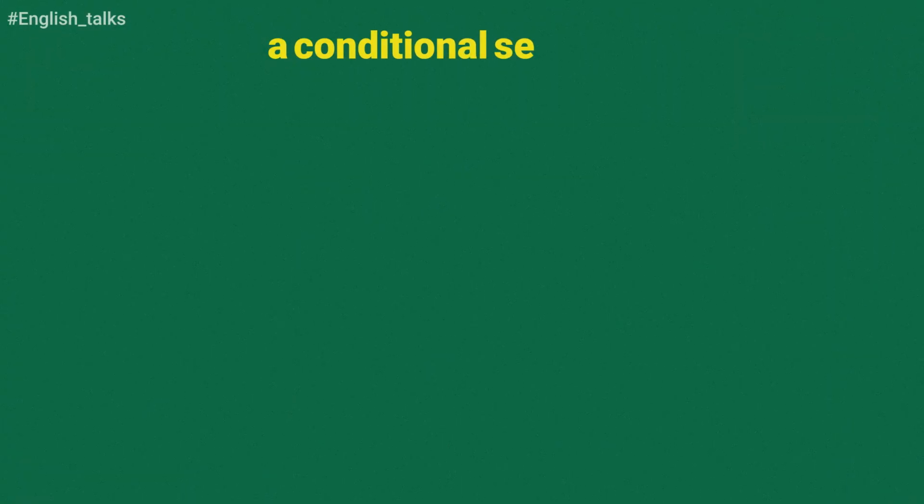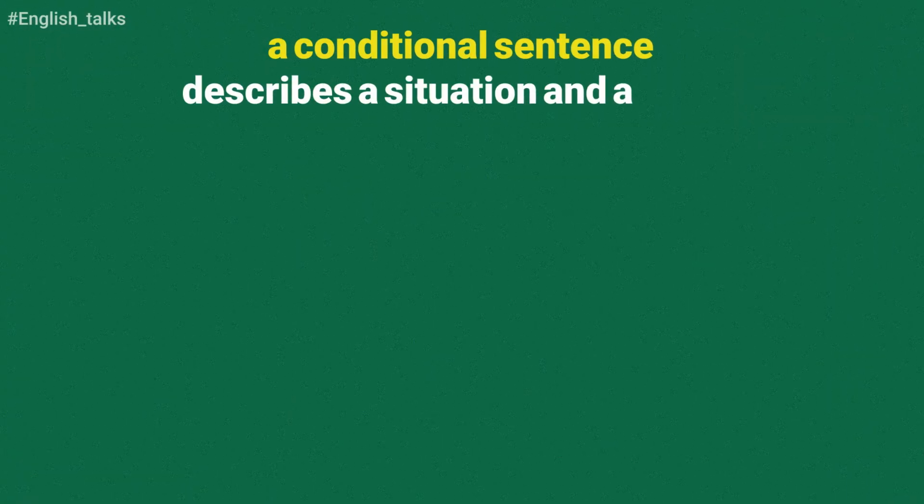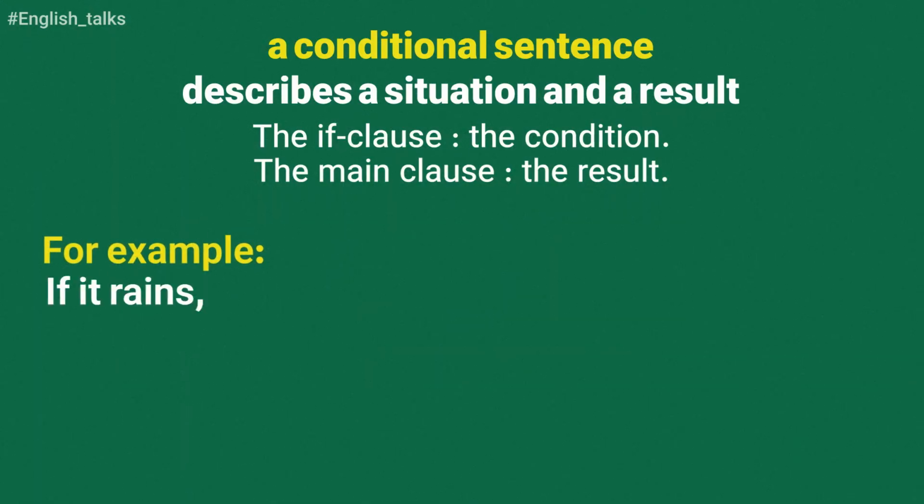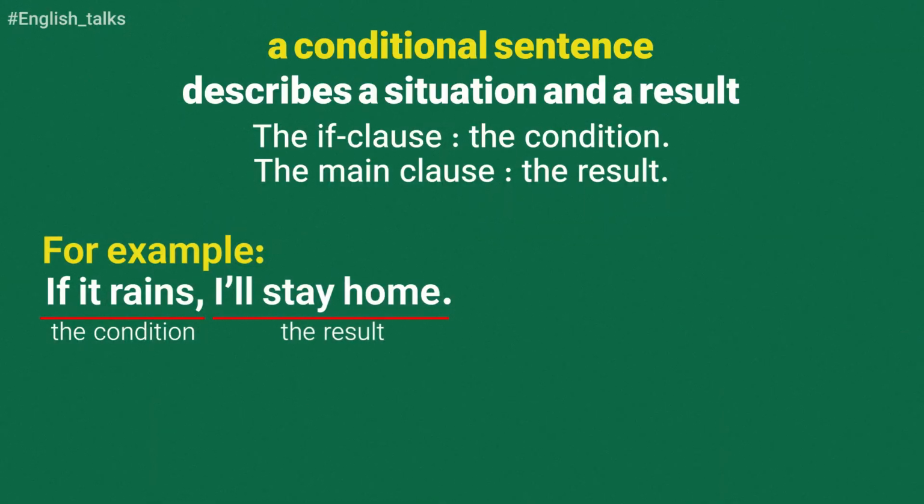A conditional sentence describes a situation and a result. Usually it has 2 parts: the if clause, the condition, and the main clause, the result. For example, if it rains, I will stay home. If it rains is the condition, and I will stay home is the result. There are 4 main types: 0, first, second, and third. Each one talks about a different time or situation.